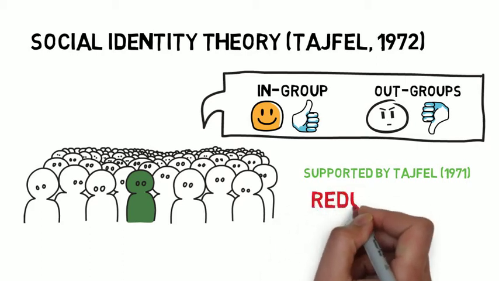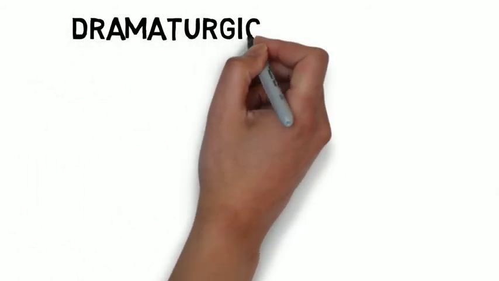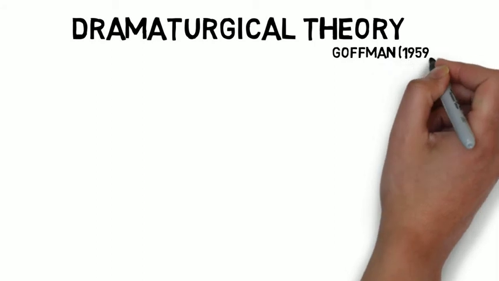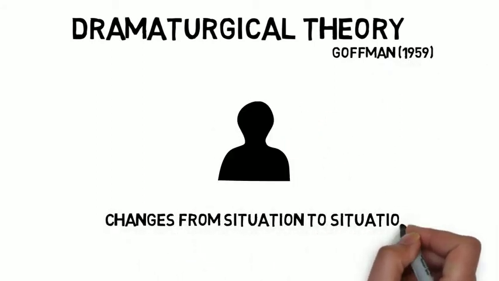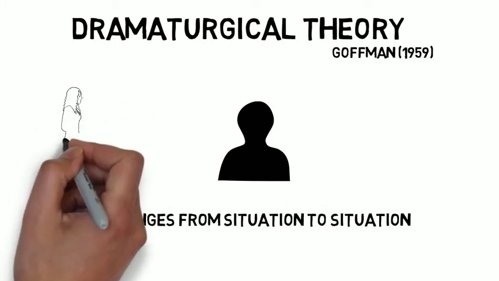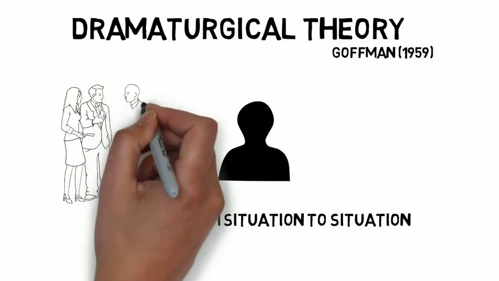However, it is a reductionist theory and it doesn't take into account the interaction with situational factors. One theory which therefore accounts for this is Goffman's dramaturgical theory, which highlights how our identity changes from situation to situation and depending on the audience to which you're performing, in other words, the social context in which you find yourself. For example, one wouldn't want to be seen as a Manchester City fan in a Manchester United bar.